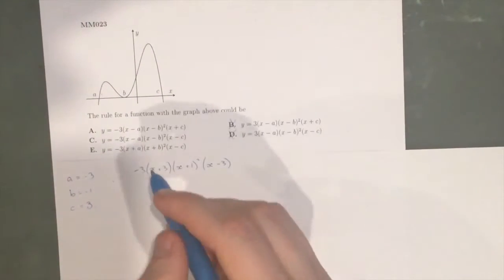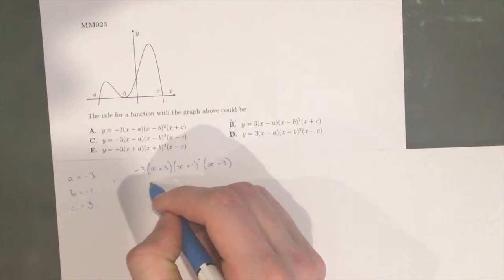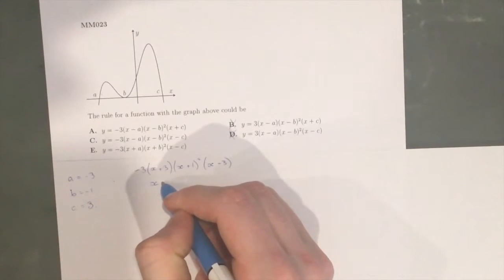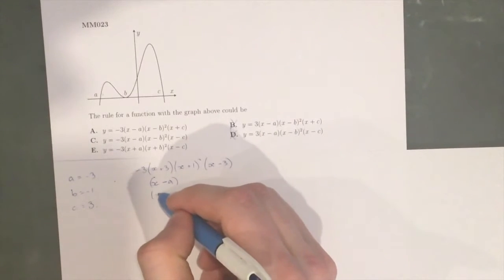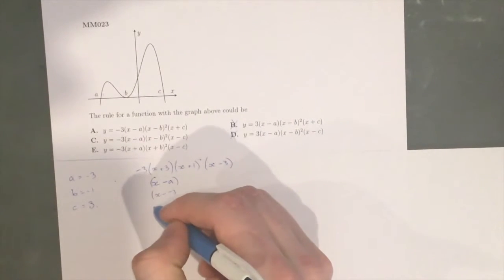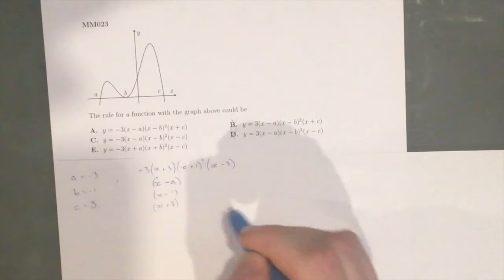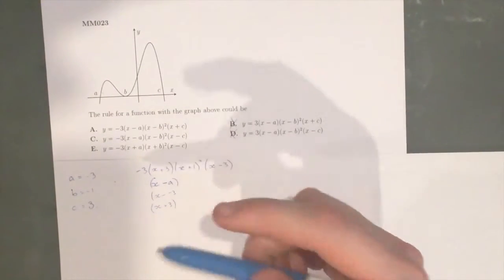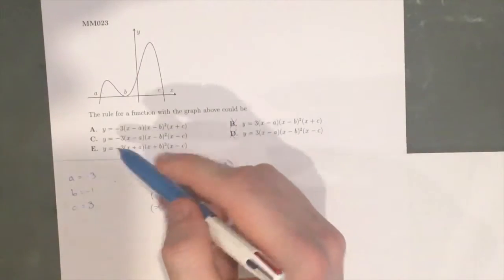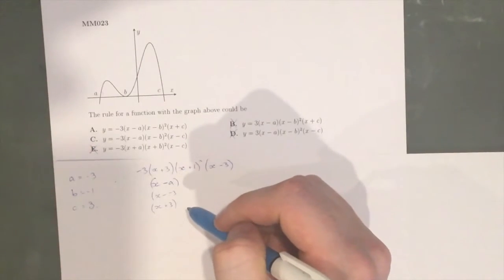Now, if we have x take A here, and A is -3, then that's going to result in x take away -3, which will result in x plus 3, which is exactly what we want. So x minus A is our first correct factor, which means that E cannot be our correct answer.